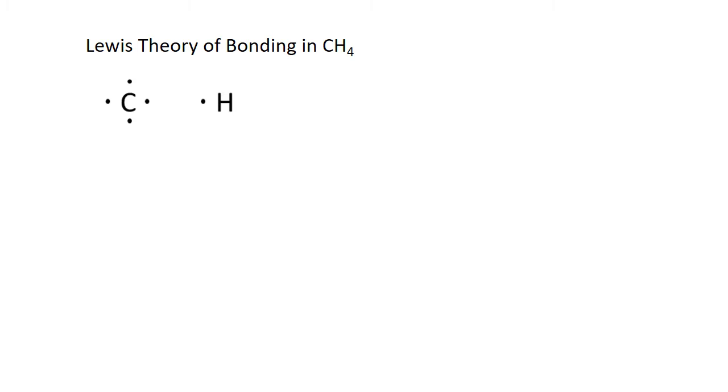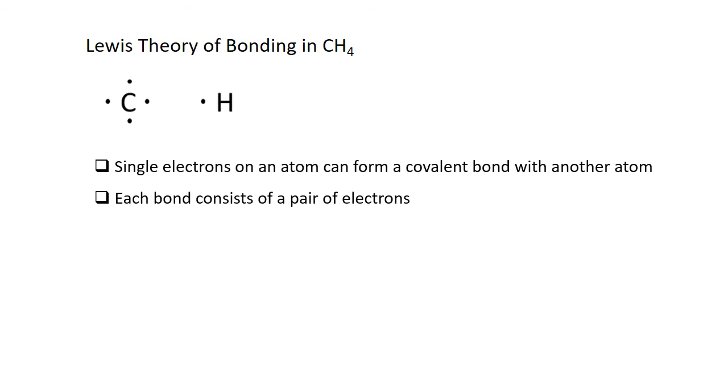So for example, carbon has 4 single unpaired electrons on each of its sides, and hydrogen has 1 unpaired electron. So I would expect that carbon would be capable of forming 4 covalent bonds with other atoms, while hydrogen should be capable of forming only 1 covalent bond with any other atom. Now the molecule we're looking at here is CH4. Carbon's a central atom. So what Lewis theory tells us is that each one of our bonds is going to be a single bond between carbon and hydrogen, and each of those bonds will consist of a pair of bonding electrons.